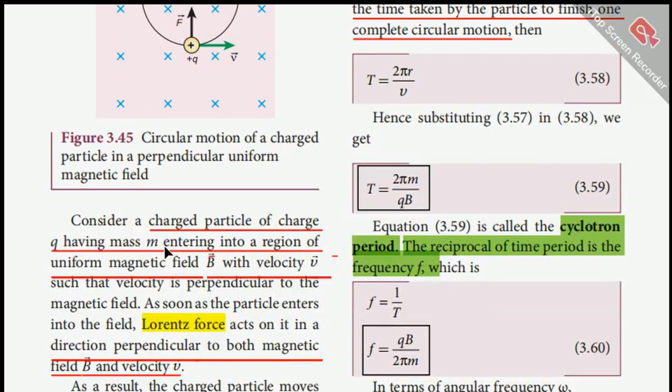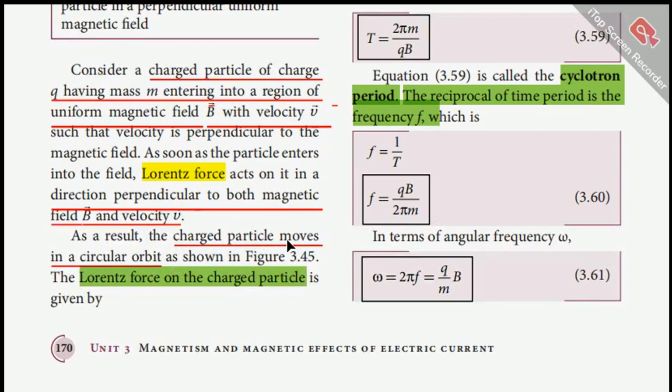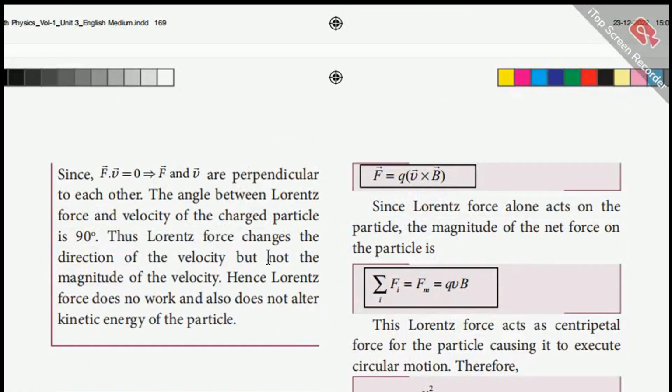For that, let us consider a charged particle of charge q having mass m entering a region of uniform magnetic field B with a velocity v, such that the velocity is perpendicular to the magnetic field. As soon as the particle enters the field, the Lorentz force acts on it in a direction perpendicular to both the magnetic field and velocity v. As a result, the charged particle moves in a circular orbit as shown. The Lorentz force on the charged particle is given by the expression F = Q (v × B).